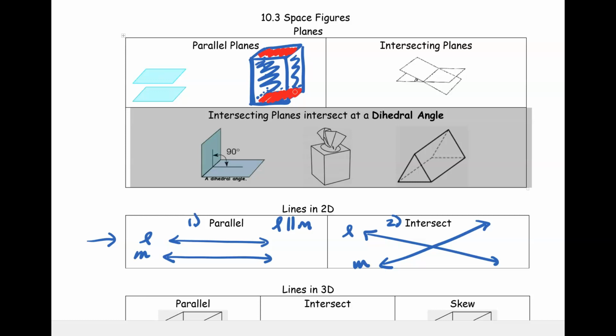And then we could also have planes that intersect. Just like lines in 2D, we could have planes that intersect each other. And when planes intersect, they intersect at what we call a dihedral angle. It's just a fancy name for the angle at which planes intersect. So if you think about this tissue box in the middle here, all of these planes are going to meet each other. These dihedral angles are all going to be 90 degrees because they all meet at 90 degrees. So they have those corners that you're used to when you see a tissue box.